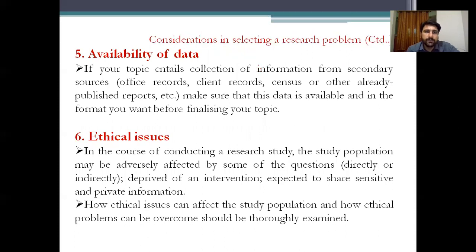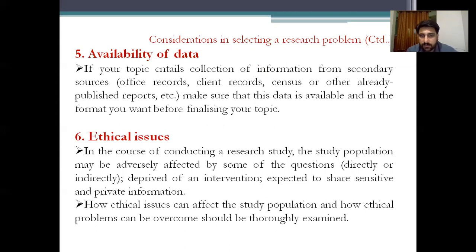Availability of data. If your topic entails collection of information from secondary sources, office reports, client reports, census, other published reports, WHO reports, CDC reports, make sure that this data is available and in the format you want before finalizing your topic. It's not like you complete the first phase of the study and then say, now I have to collect data, secondary information, I have to collect some research. Most of the time you do two or three steps simultaneously, because we need to work within the time frame of our research. So availability of data is important.